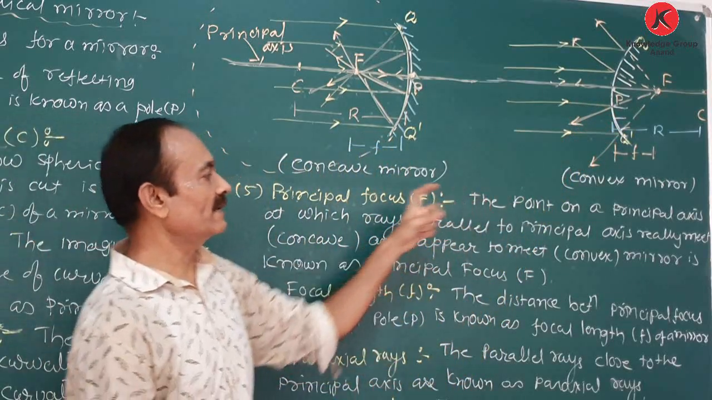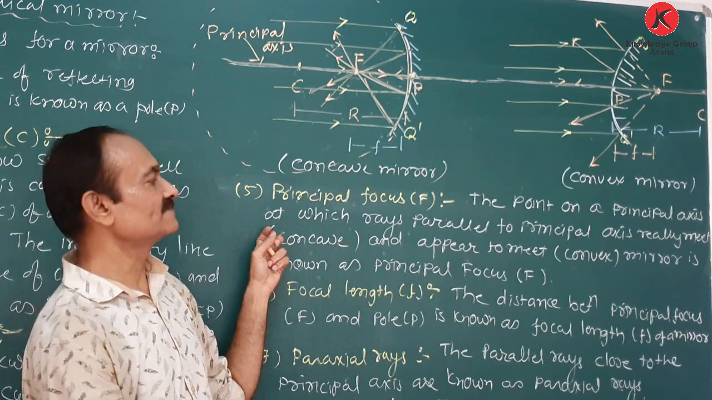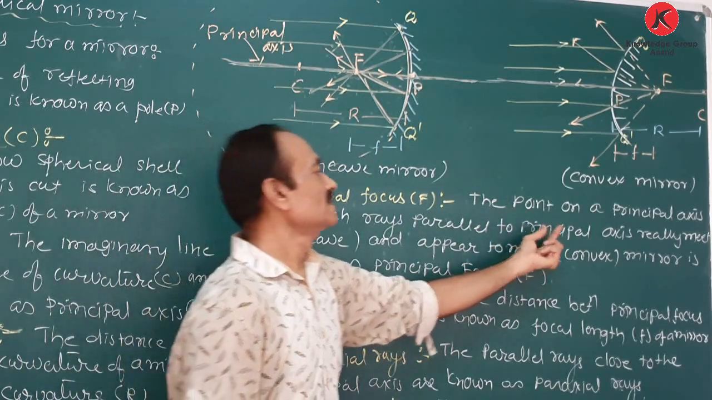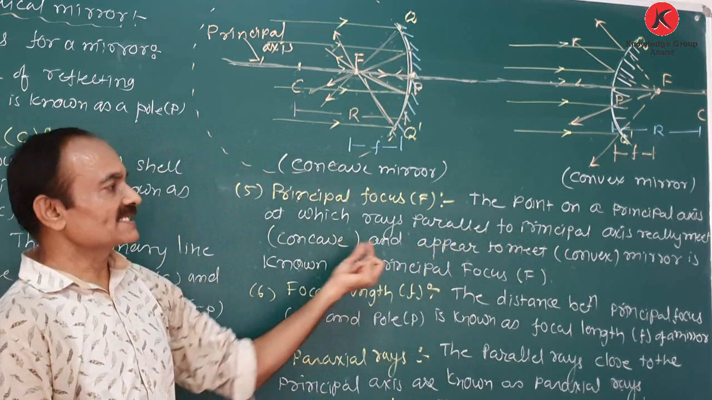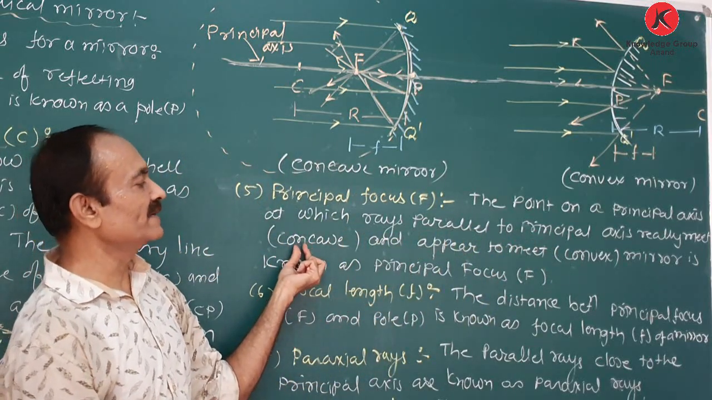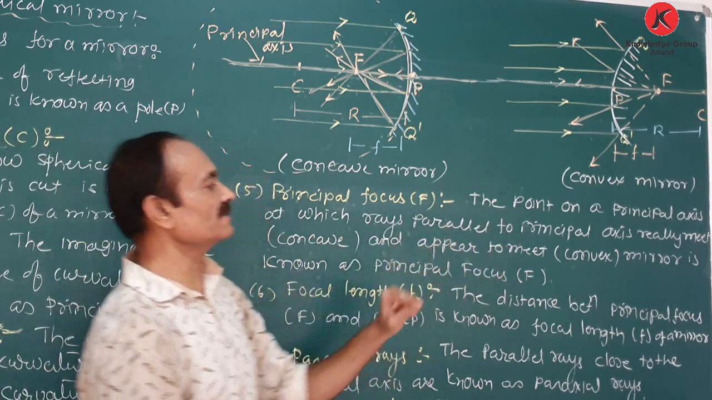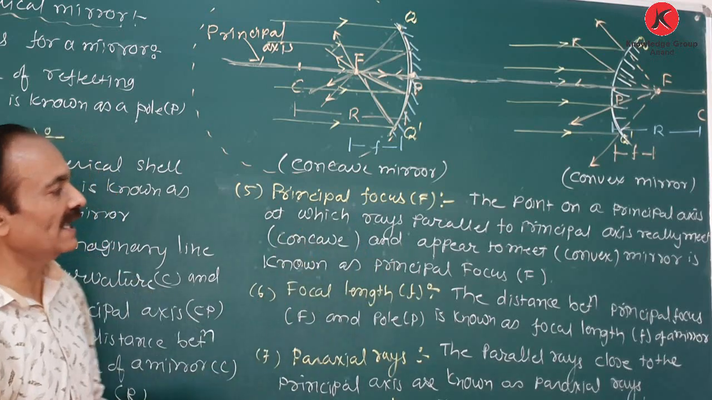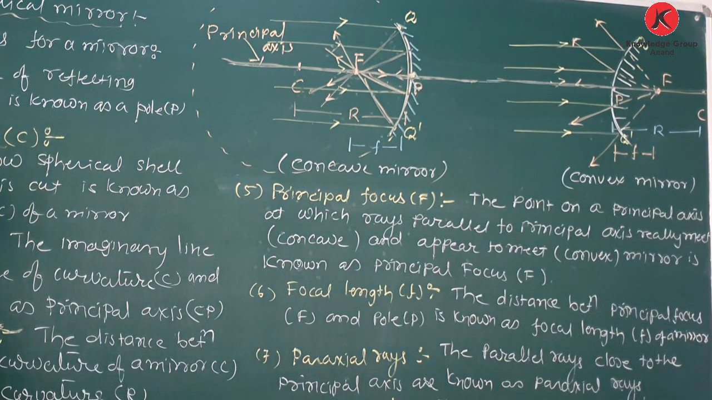Again, the point on the principal axis at which the rays parallel to the principal axis really meet in case of a concave mirror and appear to meet in case of a convex mirror after the reflection is known as the principal focus.